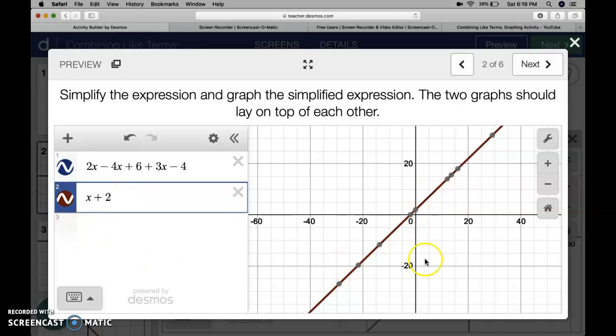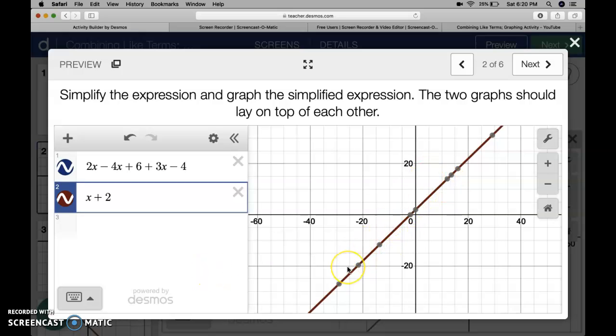If you can't tell, a couple things you can do. You can hide the blue graph or hide the red graph by clicking either one of these two buttons, and then you'll see, okay, the red graph is right there, the blue graph is right there, and then the red graph is also right there. So they are laying on top of each other.